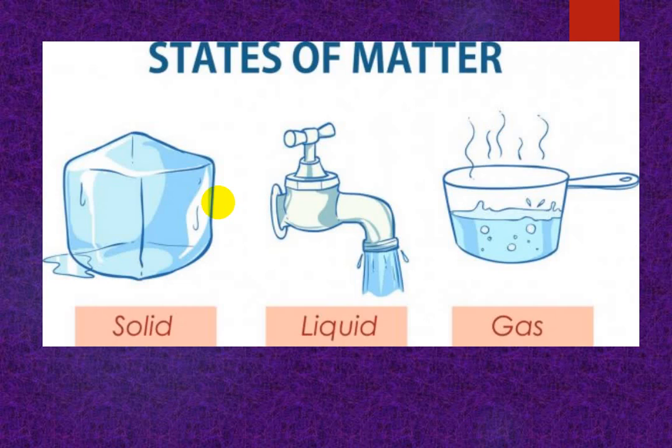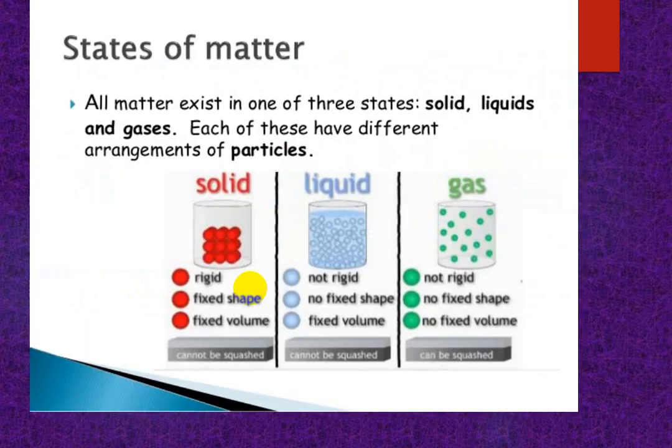Water as ice is in the solid state. Water as drinking water is liquid. When water starts to boil, it becomes the gaseous state. So the three states of matter are solid, liquid, and gas. All matter exists in one of these three states: solid, liquid, and gaseous.